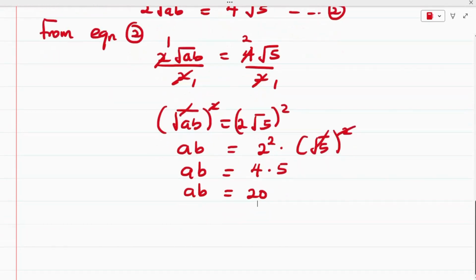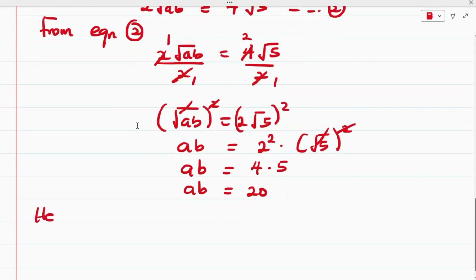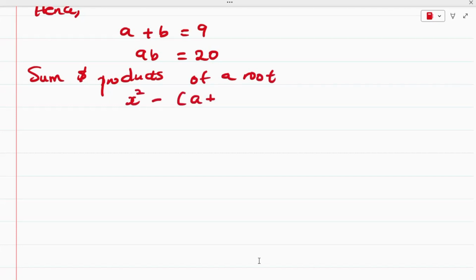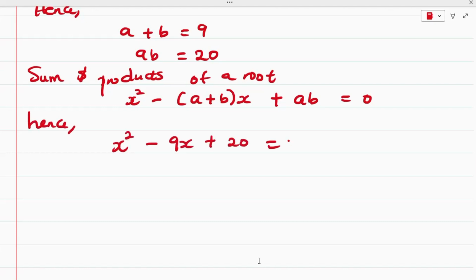Alright, so we have this right here. Hence we can easily rewrite the equations to be a plus b equals 9 and ab is equal to 20. So from here we want to simply apply the sum and product of the roots of a quadratic equation, and we have the formula to be given as x squared minus a plus b times x plus ab, and this is equal to 0. We know what a plus b is and what ab is. So from here we have this to be x squared minus 9x plus 20, and this is equal to 0.